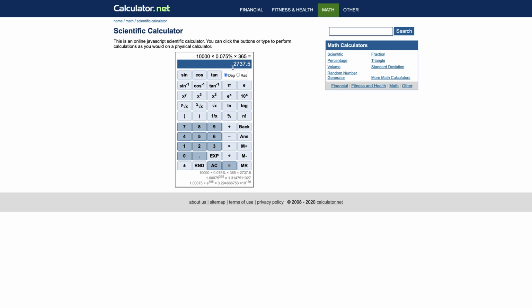So effectively, your interest rate is 27.38%. We can calculate this by taking this number here, which is the interest that you've paid, and dividing that by 10,000. And there we go. That's effectively your rate. So this is in simple terms.